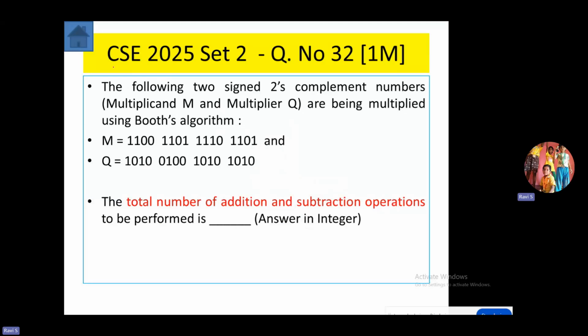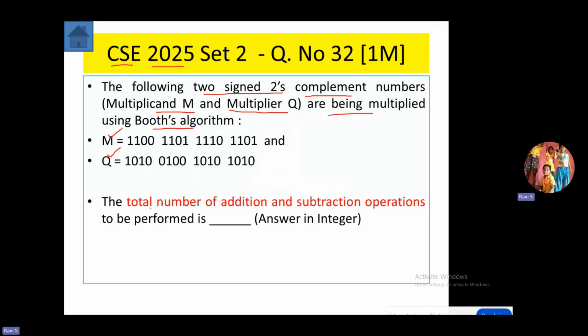In this tutorial, we are going to see a GATE question asked in the CSE department in the year 2025. Two signed 2's complement numbers are given here. One is the multiplicand M, which is of size 16 bits. Another one is the multiplier Q, which is also 16 bits. These two numbers we are going to multiply using Booth algorithm.